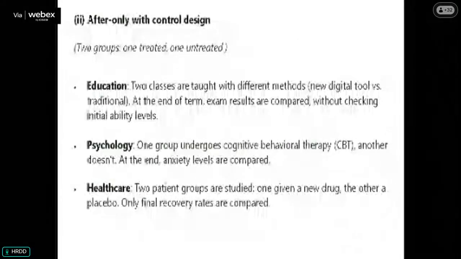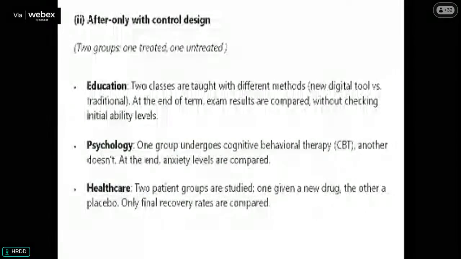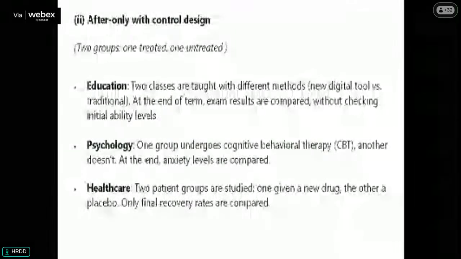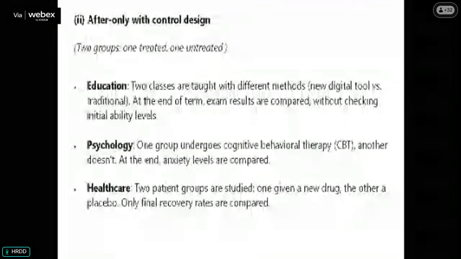If you do the same thing, two classes are taught with different methods. At the end of the term, exam results are compared without checking initial ability levels. Then there will be errors. One group undergoes cognitive behavioral therapy, another doesn't. At the end, anxiety levels are compared. In healthcare also, one is given a new drug and another a placebo, and final recovery rates are compared only at the end.